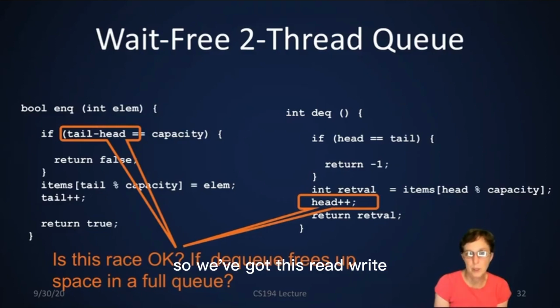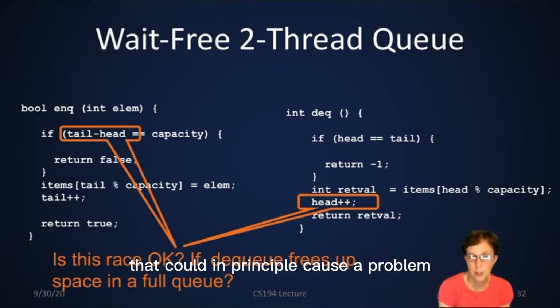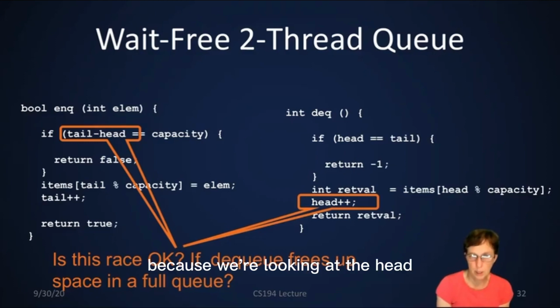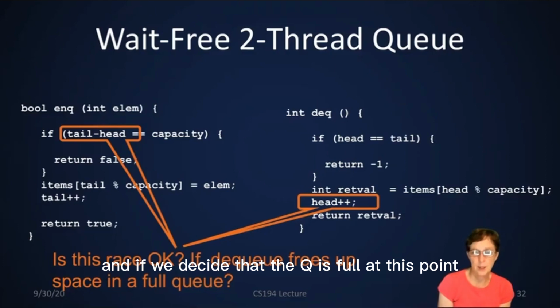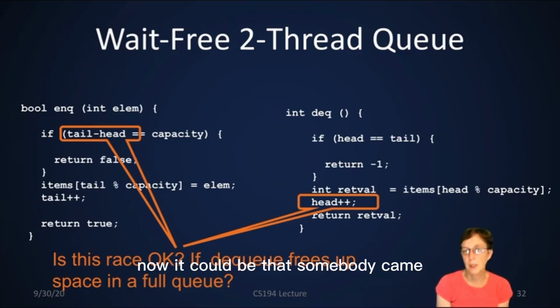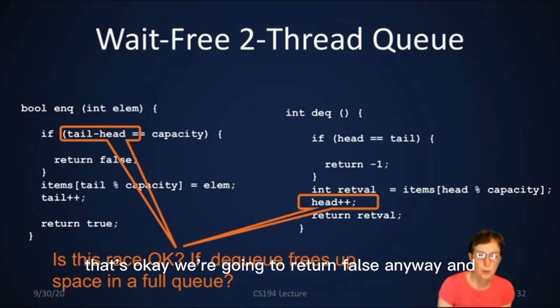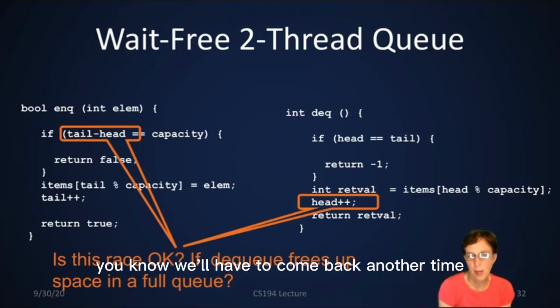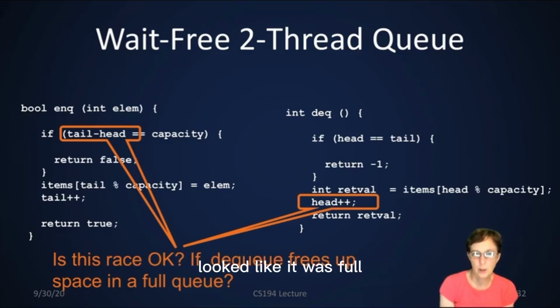So we've got this read-write race, or read-write hazard, in the code, and so that could in principle cause a problem. In this particular case, we're looking at the head up here at the top, and if we decide that the queue is full at this point because the tail is equal to the head, then we're going to just return false. Now it could be that the other processor came along and freed up some space right after we did this test. That's okay. We're going to return false anyway, and we'll have to come back another time and try to enqueue something, because there was a point in time where the queue really looked like it was full, so we couldn't do the enqueue.